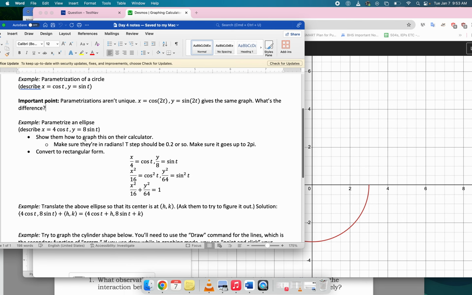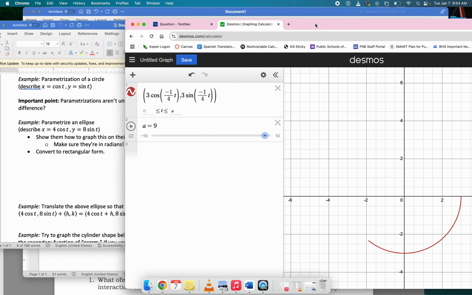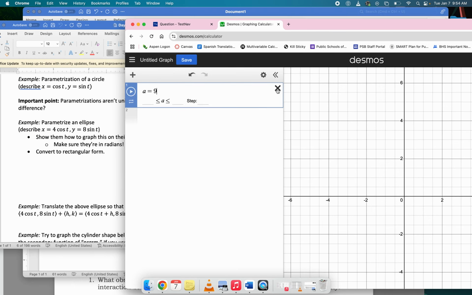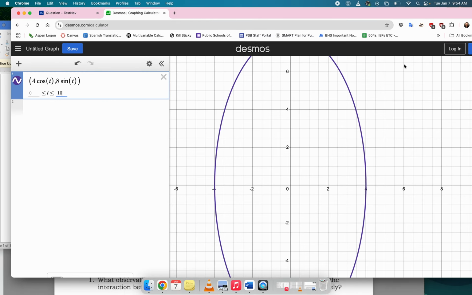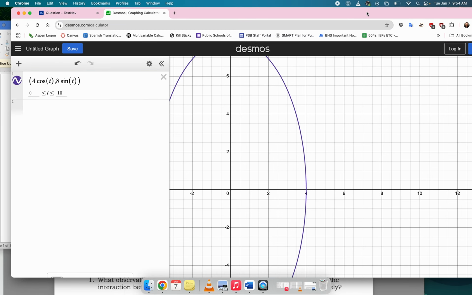Now, one example I want to talk about is parametrizing an ellipse. Okay, so if we consider the parameterization 4 cosine t, comma 8 sine t, that is going to be an ellipse. There it is. Now, why is this an ellipse?